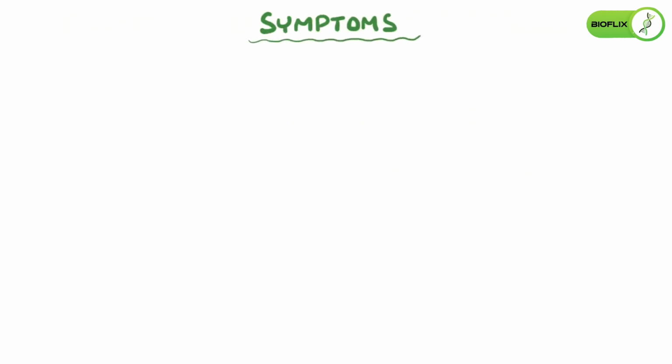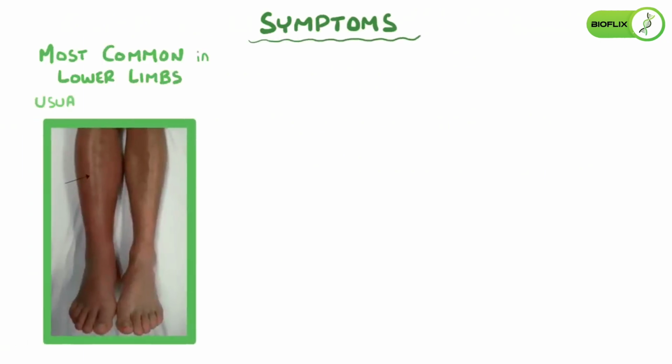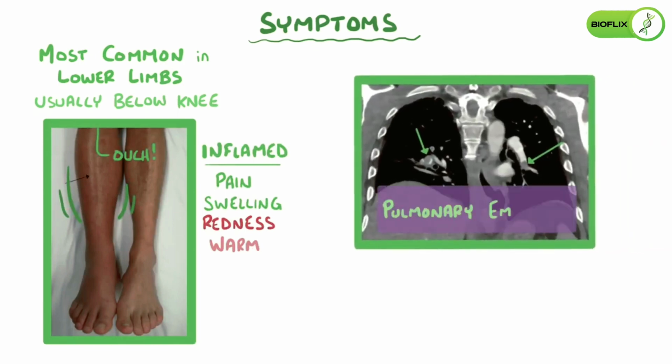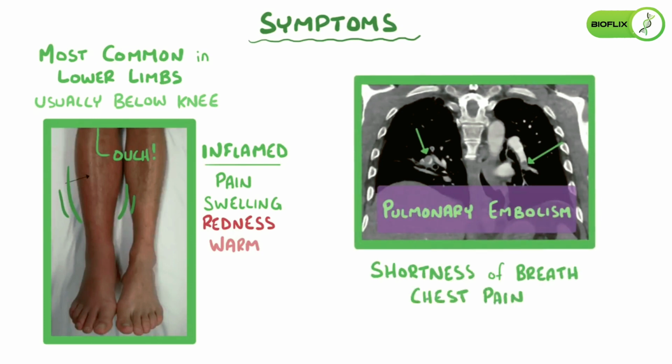A deep vein thrombosis is most common in a limb, usually the lower leg, and it can make the area around the clot inflamed, causing pain, swelling, redness, and warmth. If a pulmonary embolism happens, it can cause sudden shortness of breath and chest pain. And depending on the amount of lung tissue affected, it can even be fatal.